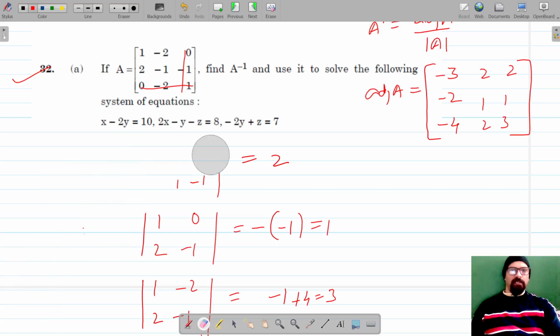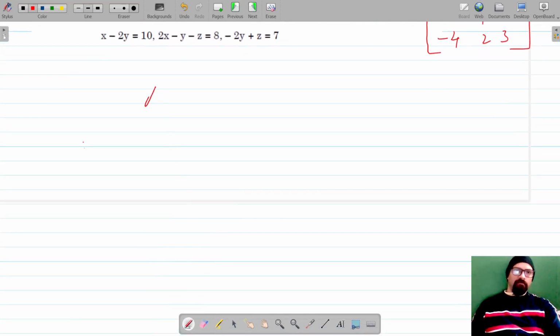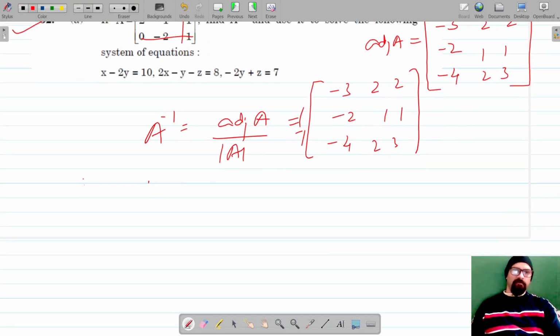And we have to find the A inverse. So A inverse is a matrix that we get after dividing adjoint of A with determinant of A. So determinant of A is 1 and adjoint of A is negative 3, 2, 2, negative 2, 1, 1, negative 4, 2, 3. This is adjoint of A. This has to be divided by 1. So that means A inverse is the same as the adjoint.